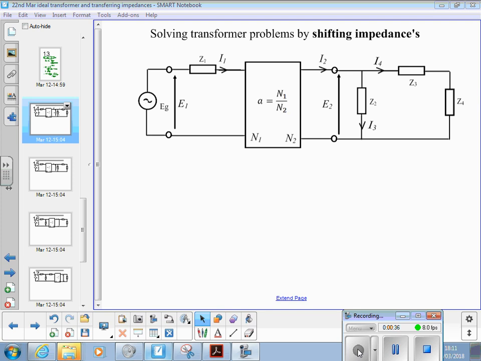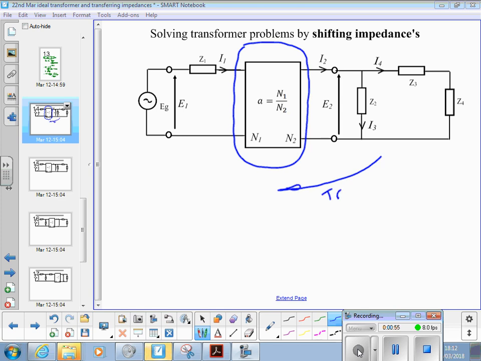Okay? The idea is that we have our ideal transformer. And what we do is we use transfer and impedances to get all the secondary impedances transferred across. We can transfer a current and a voltage using the methods we looked at, using the transformer ratio, which is always equal to N1 over N2. So use A to represent the transformer ratio. So this method is, if we were looking at this diagram, and we'll have a go at one in a minute with some values.